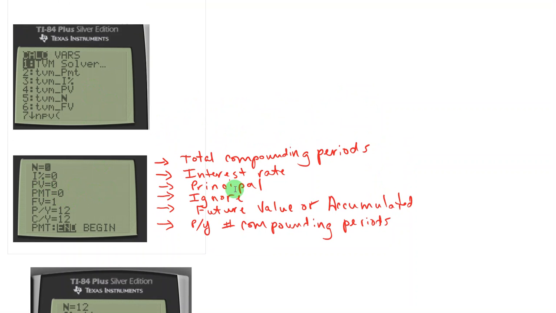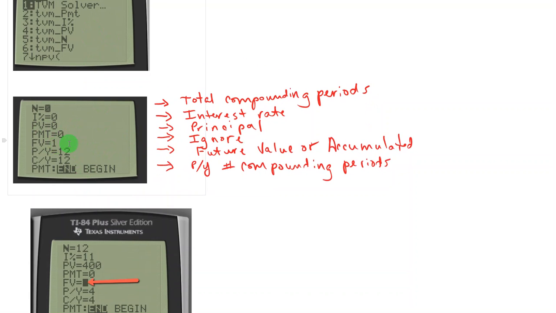PV is the principal. That's how much money you're putting in the bank. You ignore the payment. We're not doing anything with payment. FV is the future value. That's usually what you're going to be solving for. PY and CY is the number of compounding periods in 1 year.